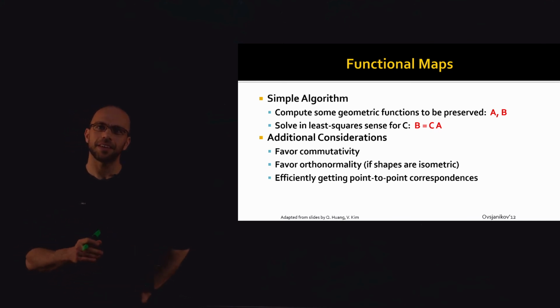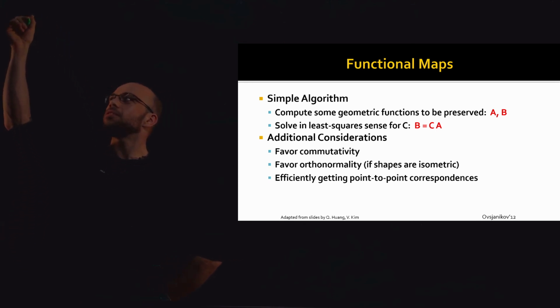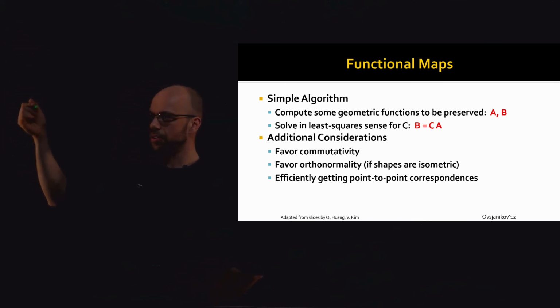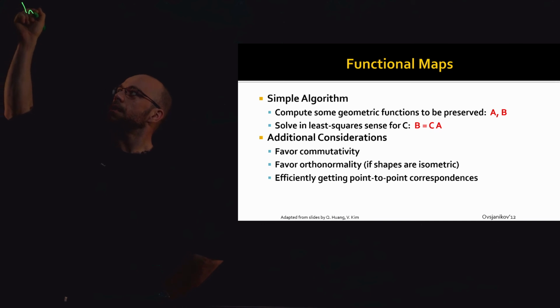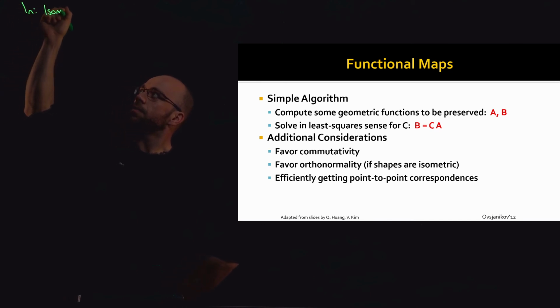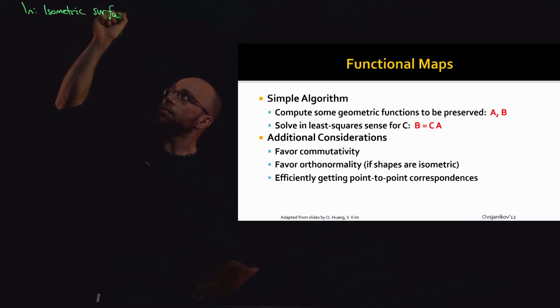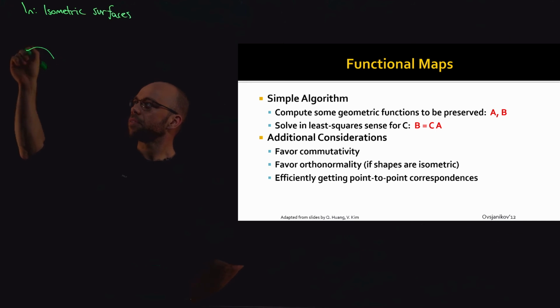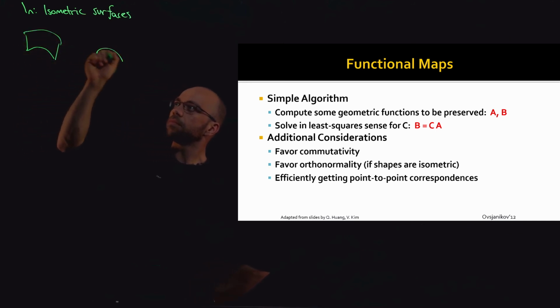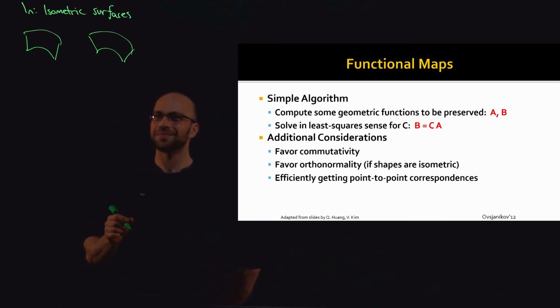Let's see if I could write this out in a little more detail. So let's say, again, that I have two isometric surfaces. And this is not an assumption for all functional mapping algorithms. This is just a simple example. So let's say as input, I get isometric surfaces like that. Okay? So now here are my two surfaces. Notice they're basically the same because they're isometric.